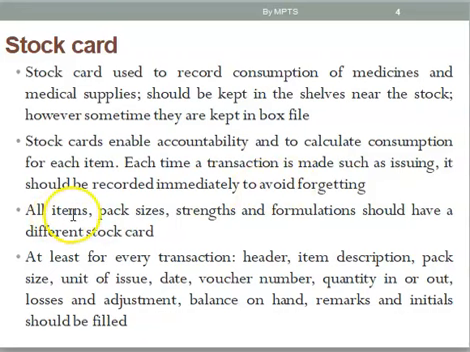Now, all items, pack sizes, strengths and formulations should have their own different stock card. Imagine you have different pack sizes of drugs. Each one should have its own stock card. Don't say this is paracetamol, and even when you're recording the suspension, everything goes within the same stock card. No. Different formulation strengths should have their own stock card. This is common, for example, if you're having cotrimoxazole 48 milligrams and the big one, 96 milligrams. Each one should have its own stock card.